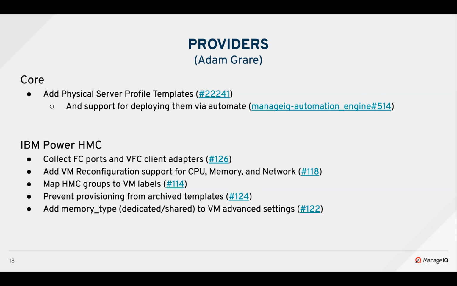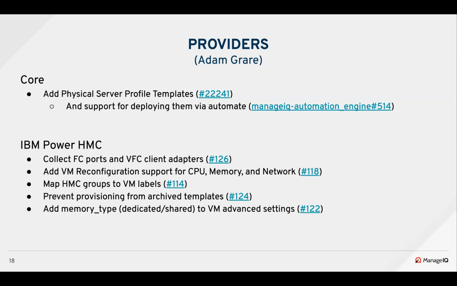In the HMC provider, they now collect fiber channel ports as well as virtual fiber channel client adapters as part of refresh. So those are landing in the guest devices table. They added support for VM reconfiguration, so you can change the CPU, memory, and network for a VM after it's been provisioned. They're now mapping HMC groups as VM labels, so you can see those on the UI.